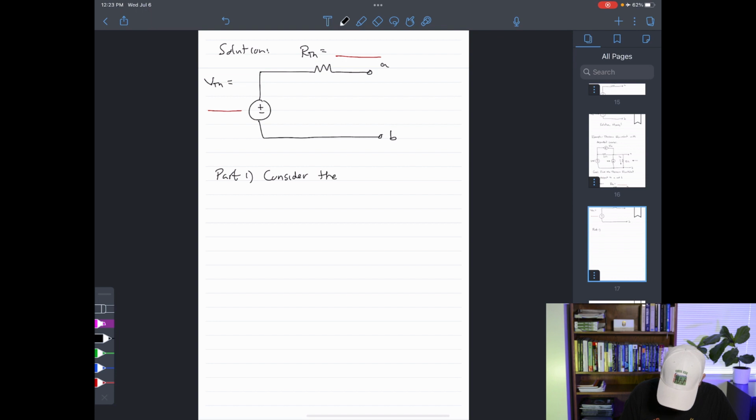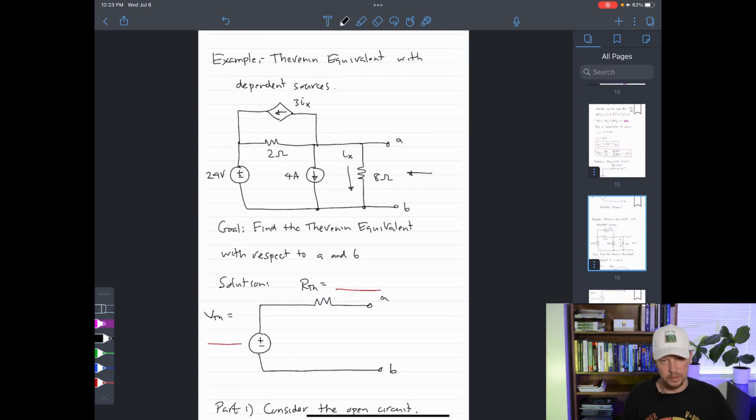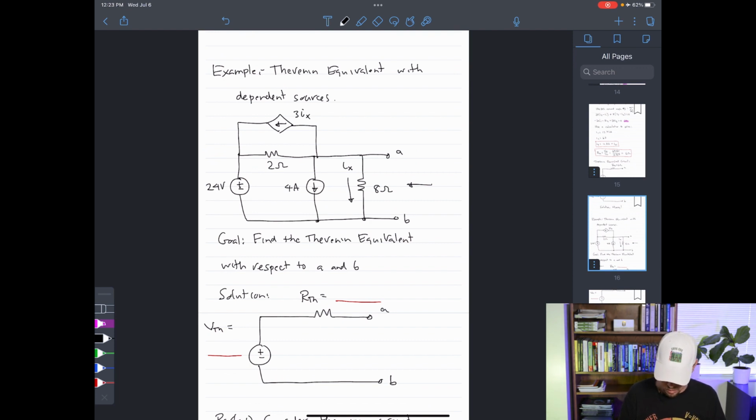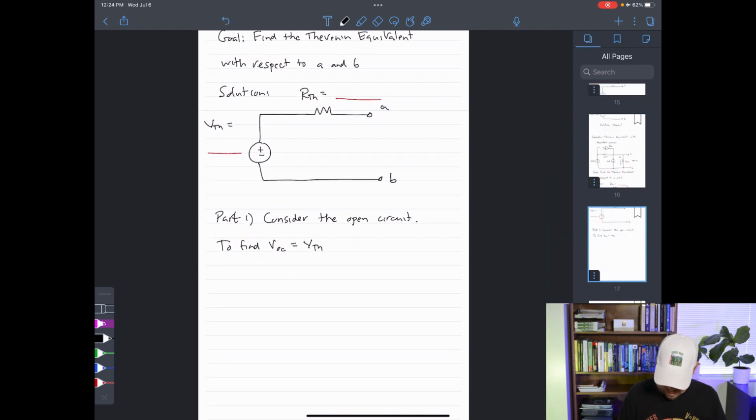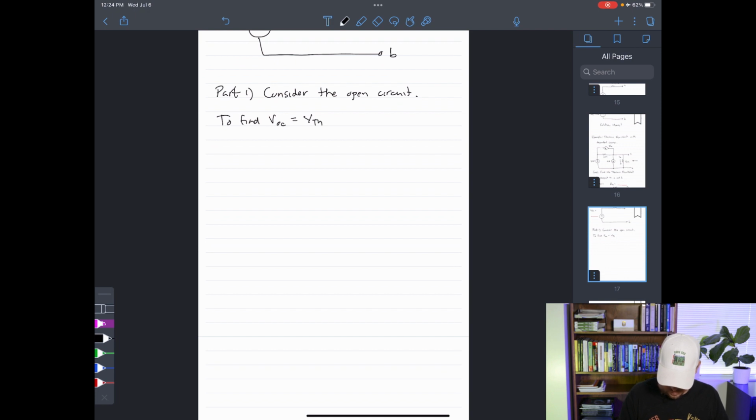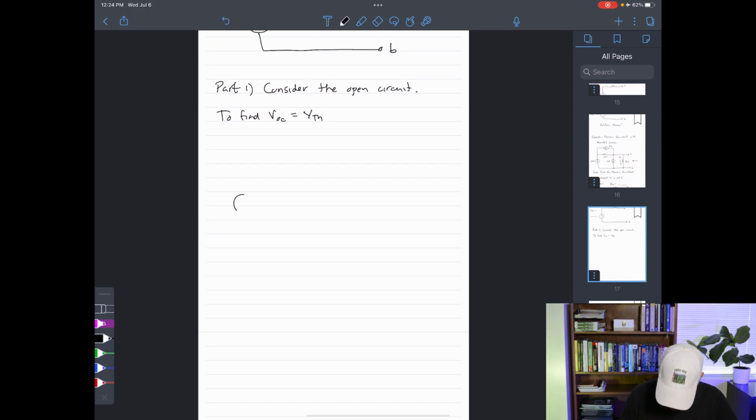And for this part, we're going to consider the open circuit. This is going to be to find the open circuit voltage, and from theory, we know that this is the Thevenin voltage. So we're going to go back up to the circuit and then find that open circuit voltage. So I'm going to redraw that circuit.